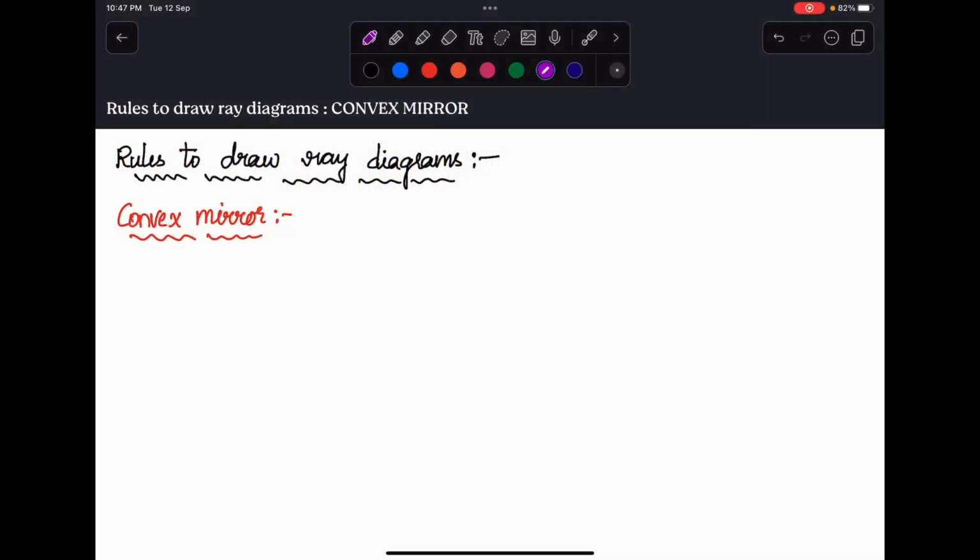Hello everyone, welcome back. As was discussed in our previous video, rules to draw ray diagrams for concave mirror. Now we are going to see about convex mirror. So let us start with rule number 1 quickly.